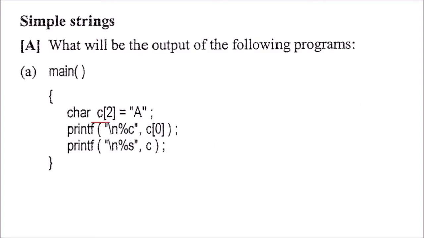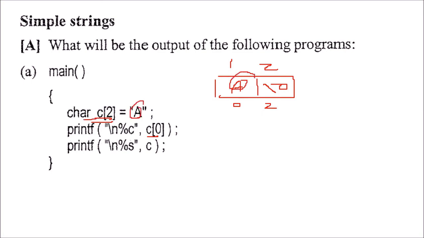See, here we have a character array, and since this is a string or character array, we are trying to print C[0]. What happens when we declare something like this? A will be stored here and \0 will be stored here because there are two places, 1 and 2. So when you print C[0], A will be printed, and when you print C, because C is pointing to A, the name of the array is by itself the address, with the percent s format, A will be printed. So in both the cases, A will be printed.